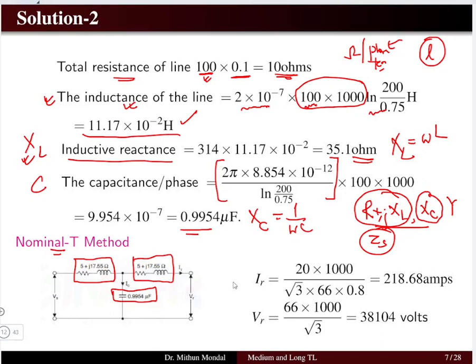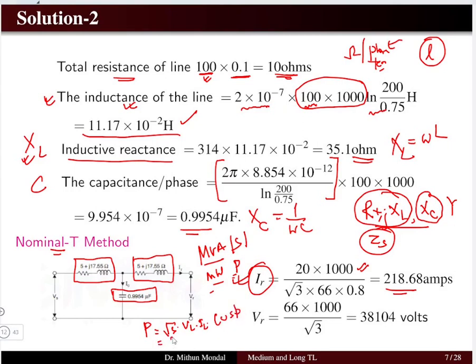Now we have to determine the regulation and the efficiency of the line, similar to the previous case. First we will find the receiving end current. If you remember, in the previous problem the receiving end component was given as MVA, right? Now it is given in megawatt. So MVA is basically the apparent power, and megawatt is the real power. So we use the concept of real power to determine the receiving end current IR, which is 218.68. We can use the formula power is equal to root 3 times line voltage times line current multiplied with the power factor of the load.